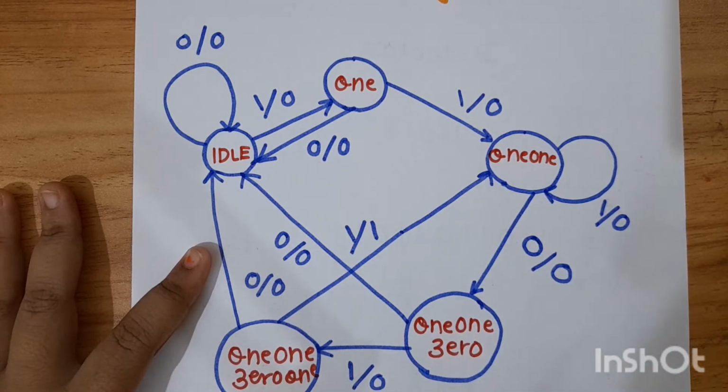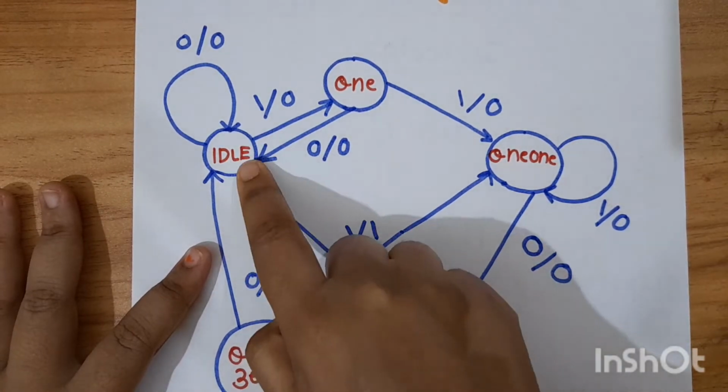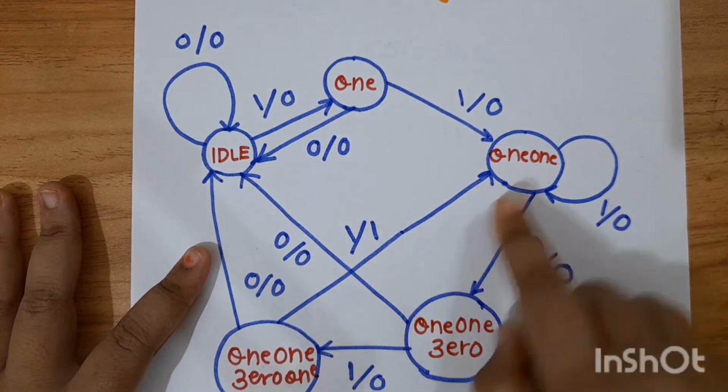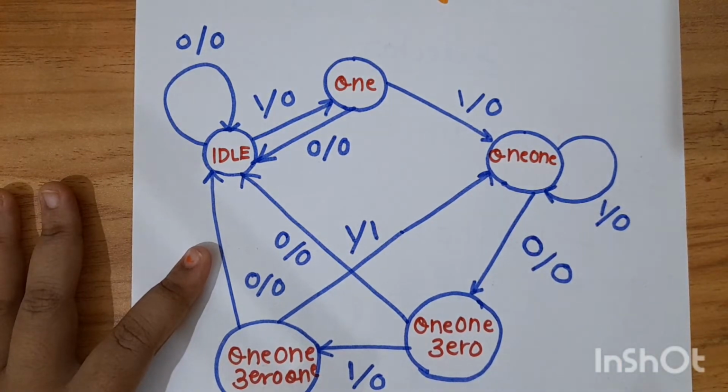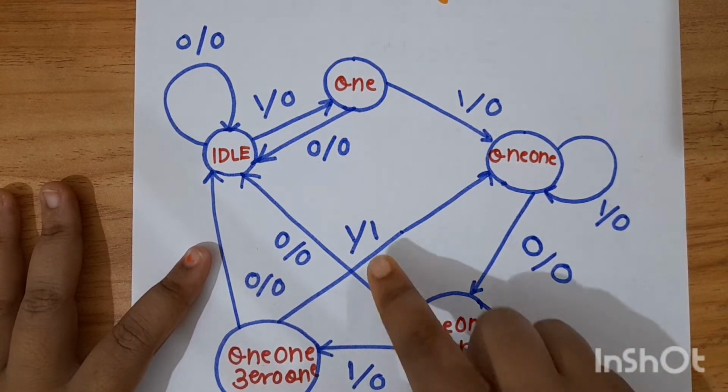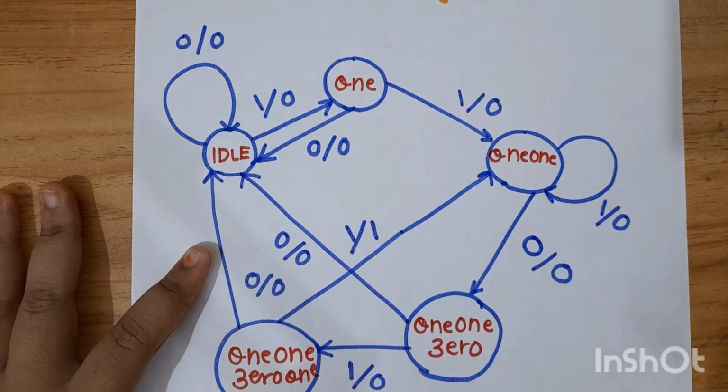But the last two 1s become the first 2 bits of the second pattern when it has to be detected. So in 1101, if I get 1, rather than going to the idle state, I go to the 11 state, as this 11 state becomes the first 2 bits of the second pattern to be detected. Here output 1 has come.